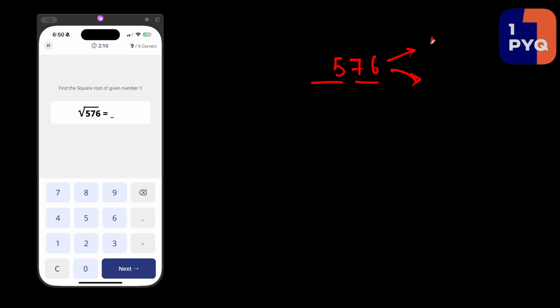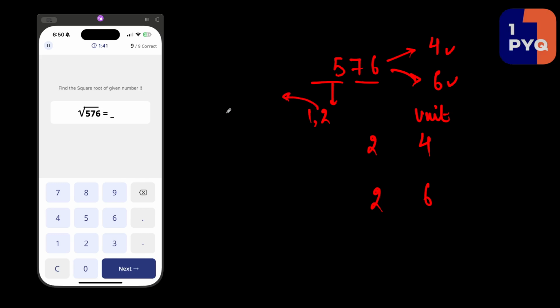We can either go for 4 square, which is 16, or 6 square, which is 36. So I have two options of getting my unit digit. Here I'm going to look for the ones digit. The ones digit is definitely going to be either 1 or 2. It can't be more than that. Here I'm going to choose 2. It's either 24 or it is 26.